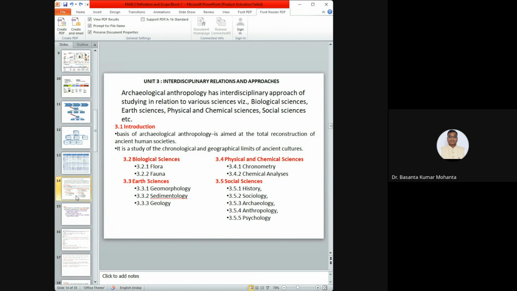So that's why it is very important to understand the relationship of different subjects like botany, zoology, anthropology, history, sociology, psychology, physics, chemistry, geology, and these subjects help us to know their interrelationship. So here, now we are proceeding towards the conclusion part.